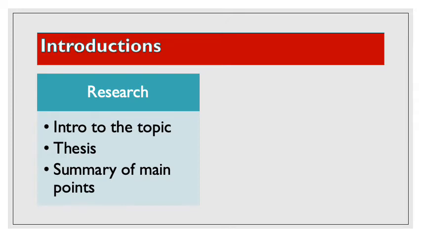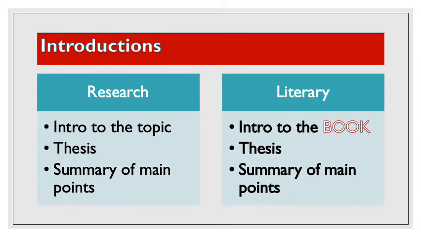When you learn to write a research essay, you learn to put three things in your introduction: an intro to the topic, a thesis, and a summary of main points. Writing a literary essay, which is also a type of formal essay, is almost exactly the same. The difference is that the introduction should be to the book, okay? And not only should the introduction be to the book, but the title and author of the book should be in your first sentence, if you can manage it. So let's look at an example.